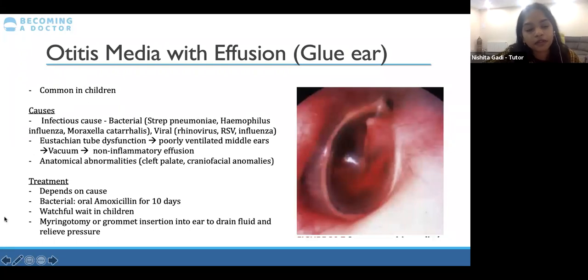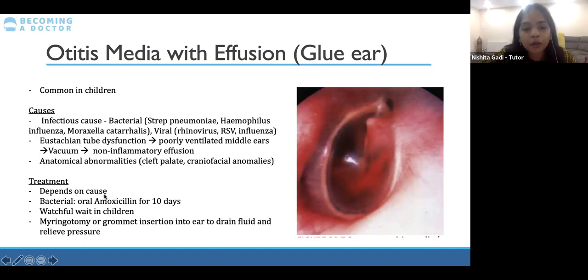And then another cause is eustachian tube dysfunction. So not this child, but other children can have eustachian tube dysfunction. When there's a poorly ventilated middle ear, because that eustachian tube has a problem, there can be a vacuum. So it's not inflammatory like the others, it's not infectious, but there can be a vacuum, and you can have liquid there as well, which is the glue ear. And there are also anatomical abnormalities, so you can have cleft palate and craniofacial abnormalities, which can cause that too.